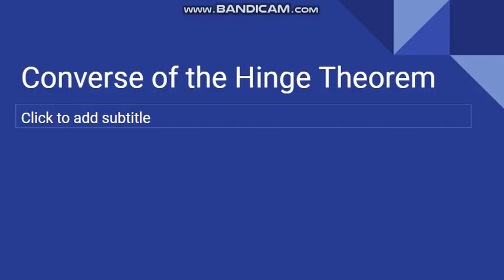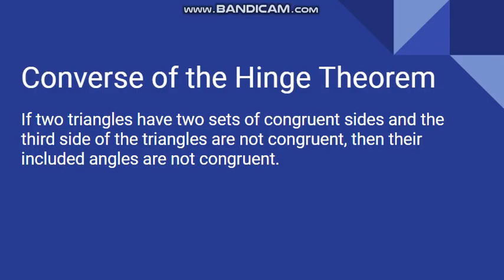The converse of the hinge theorem is that if two triangles have two sets of congruent sides and the third side of the triangle is not congruent, then the included angles are not congruent. So just like when we know the angles aren't the same, we know the sides aren't the same. If we know the sides aren't the same, we know the angles aren't the same.